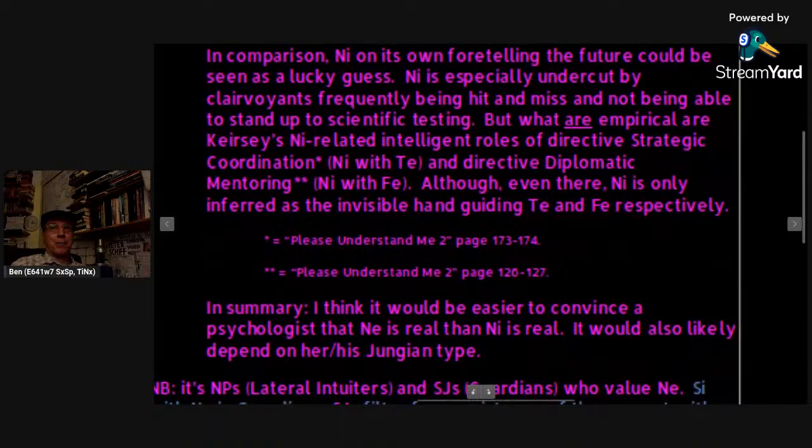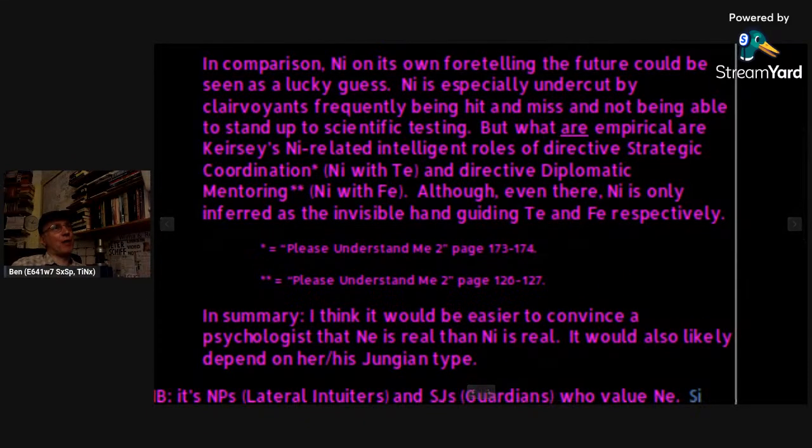So in comparison, NI on its own for telling the future could be seen as a lucky guess. Right, that's the thing: empirical versus subjective. When you're looking at it from the outside at the NE person, and someone does some NE, it's like, well, this is how this is like this. This is the connection. You can go through it and explain it. But if someone's foretelling the future with their NI, then it's like, yeah, it could just be a lucky guess. That's how it's subjective. These are powerful ideas to really take Carl Jung's ball of extroverting is empirical and introverting is subjective, and run with it. And it works.